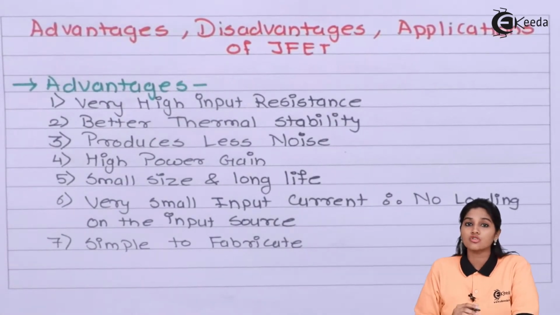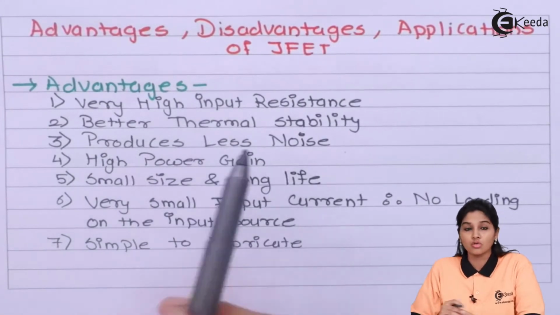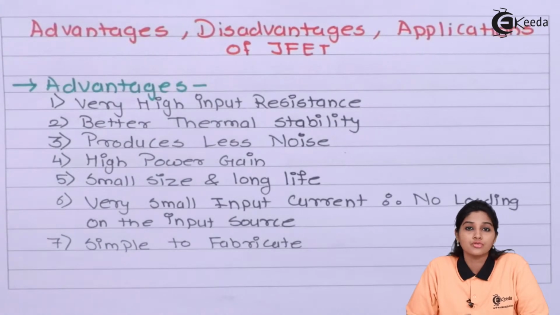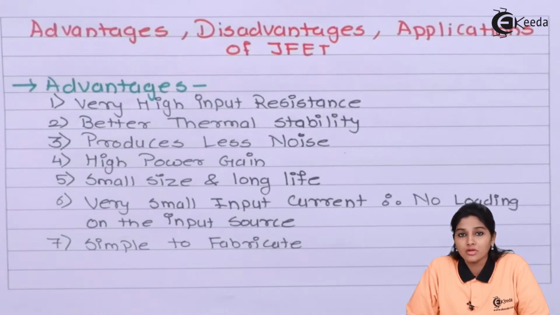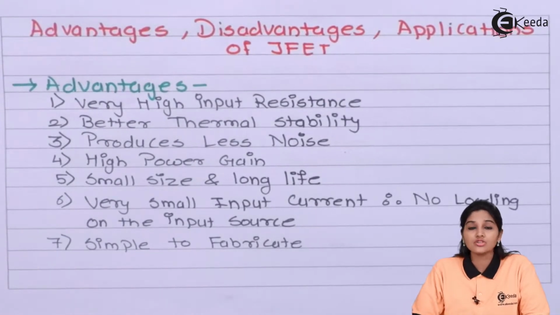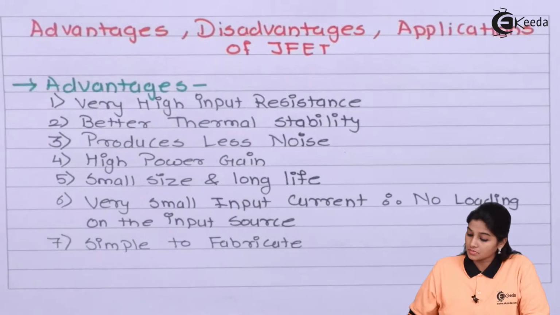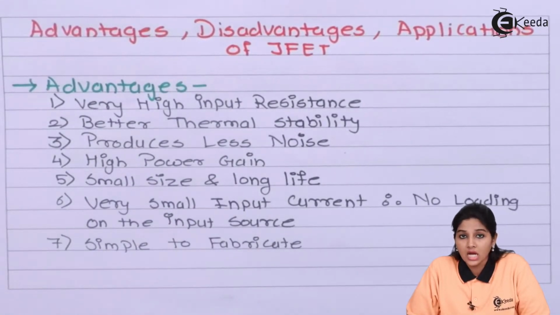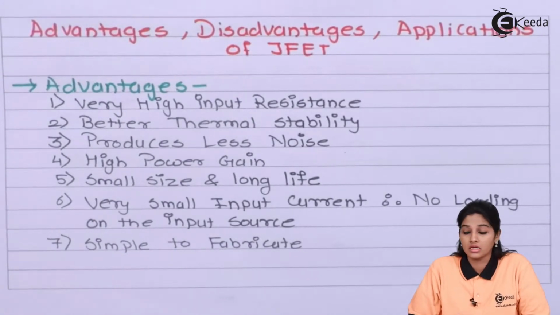The next advantage of JFET is that it produces less noise. Whenever the component is used at high frequency, generally it produces more noise. In case of FET, even if it is used at high frequency, it produces less noise as compared to BJT. The next advantage of FET is it produces high gain. As its input resistance is very high, therefore the power gain provided by FET is also very high.